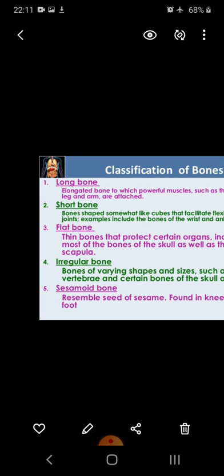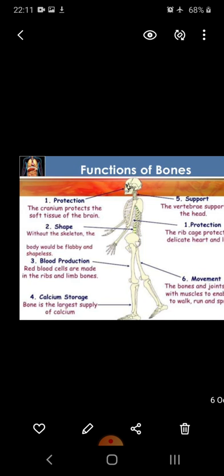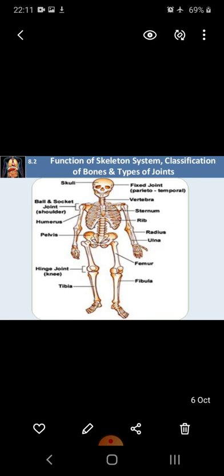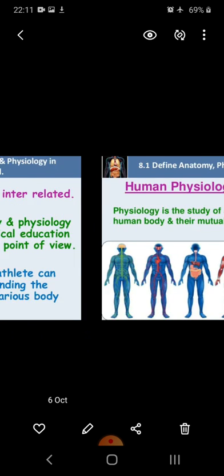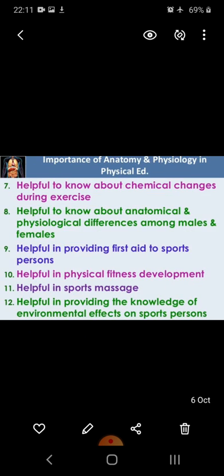In this video, we have discussed the skeletal system, classification of bones, and types of joints. As we have discussed, the skeletal system and classification of bones.